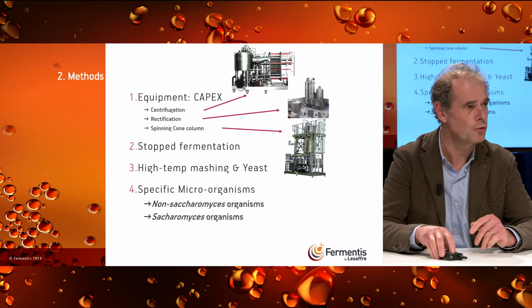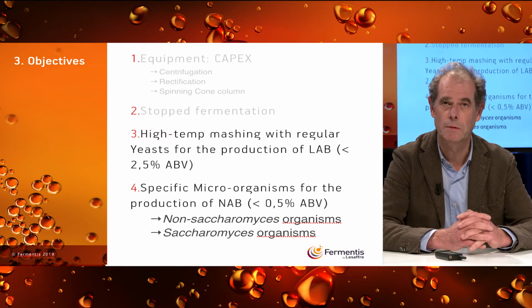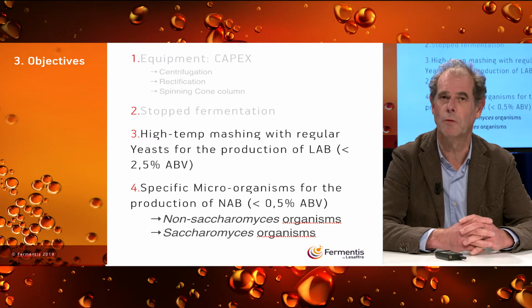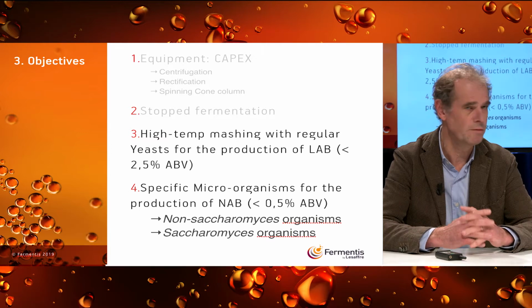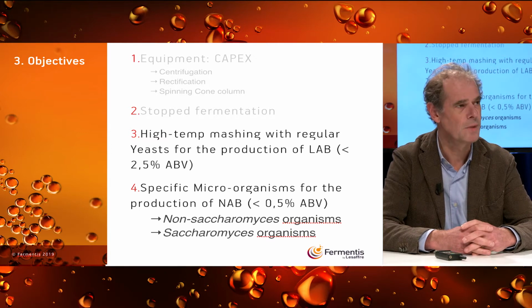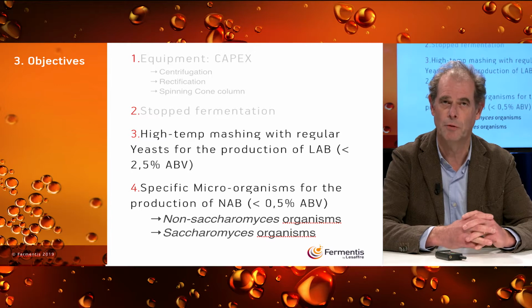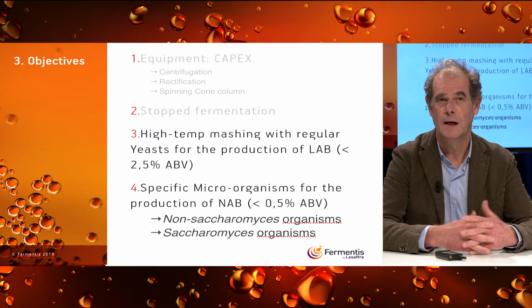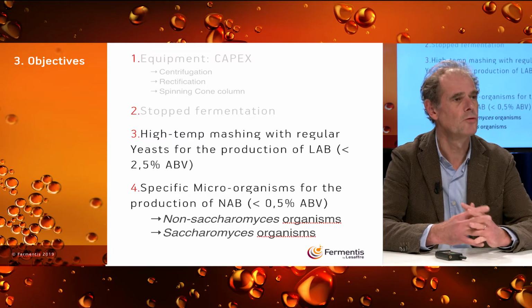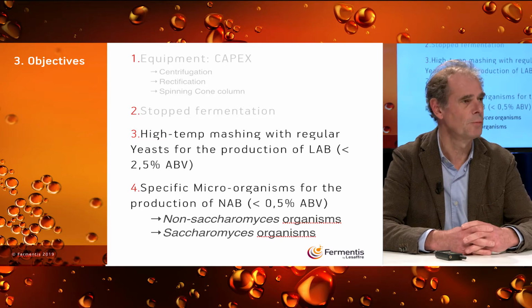I want to focus today on high temperature mashing with a regular yeast strain for the production of low alcohol beer. As a definition, low alcohol beer will be below 2.5 ABV. This is very important to keep in mind. The second subject of today is the use of specific microorganisms for the production of non-alcohol beer, which is below 0.5 ABV. In this presentation, I will show and detail a bit the non-Saccharomyces organisms compared to Saccharomyces organisms.